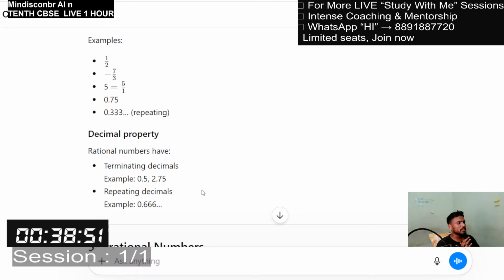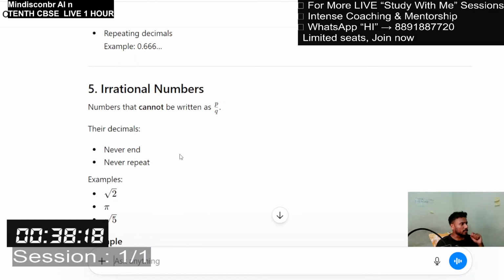For example, 0.666. Also we have seen 0.333, that is 1 by 3. When we do 1 by 3, the answer will be 0.333, repeating in a specific pattern: after 3, again 3, then again 3. So such repeating decimals and also terminating decimals are rational numbers. And coming to the opposite, non-terminating and non-repeating decimals are irrational numbers.